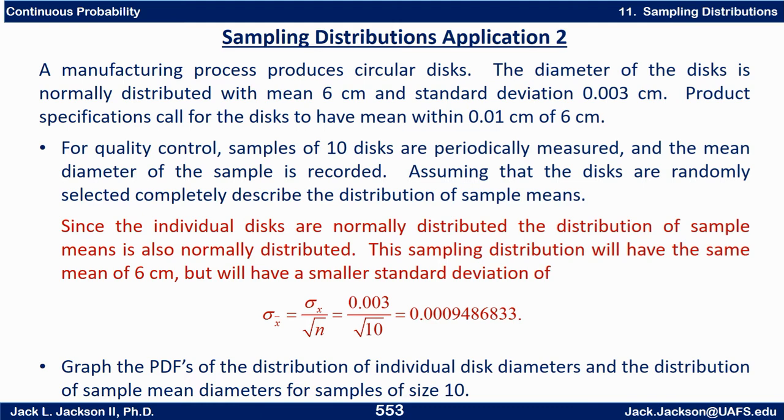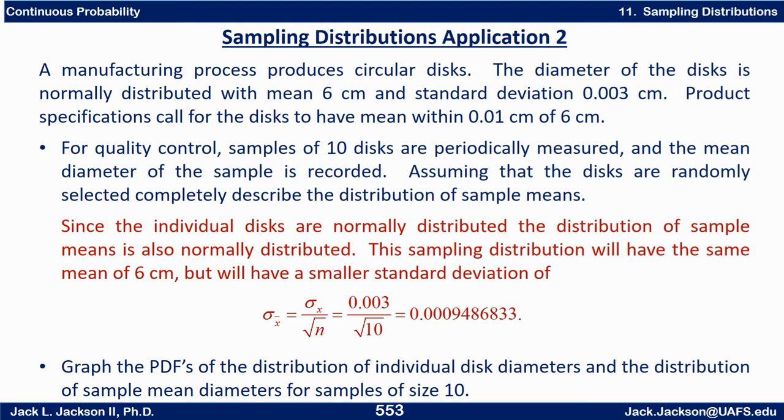So the standard deviation of the x bars, the standard error of the mean, is sigma sub x over square root of n. So it's the standard deviation of the population, which is 0.003 for individual items, divided by the square root of the sample size. 0.003 divided by square root of 10 is approximately 0.00094868833, whatever. Okay, so it's a pretty small number there.